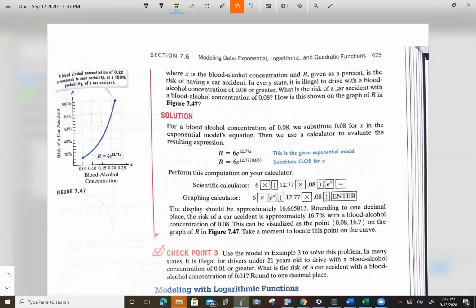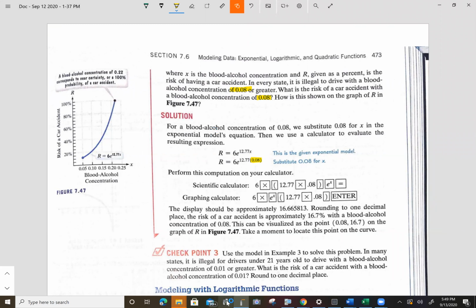In every state, it is illegal to drive with a blood alcohol concentration of 0.08 or greater. What is the risk of a car accident with a blood alcohol concentration of 0.08? So that's the risk equation. When they input 0.08 into this equation, which they show you how to do on your calculator, I can show you too.